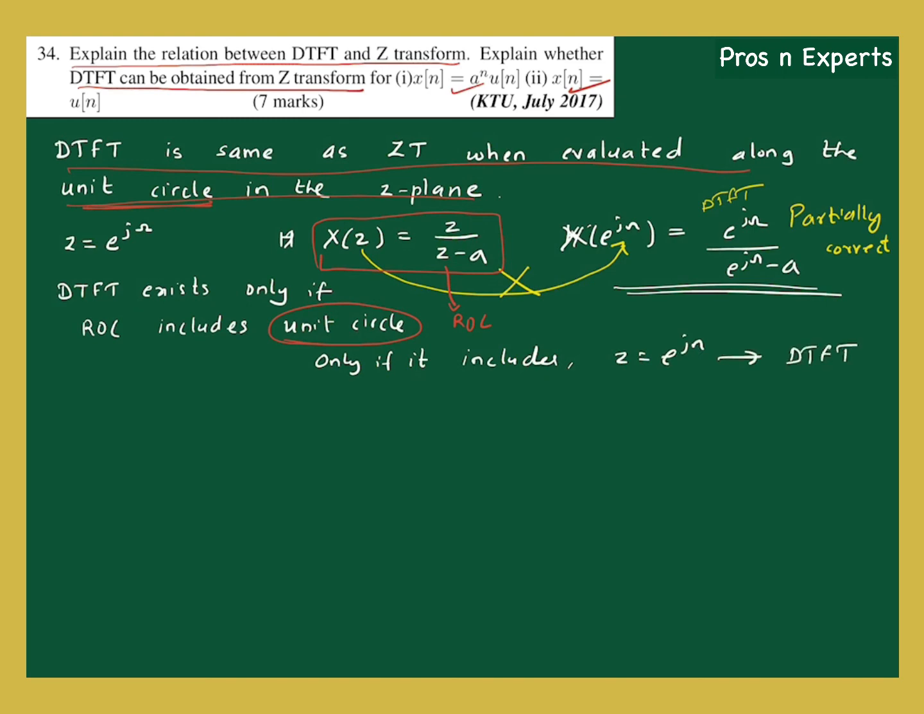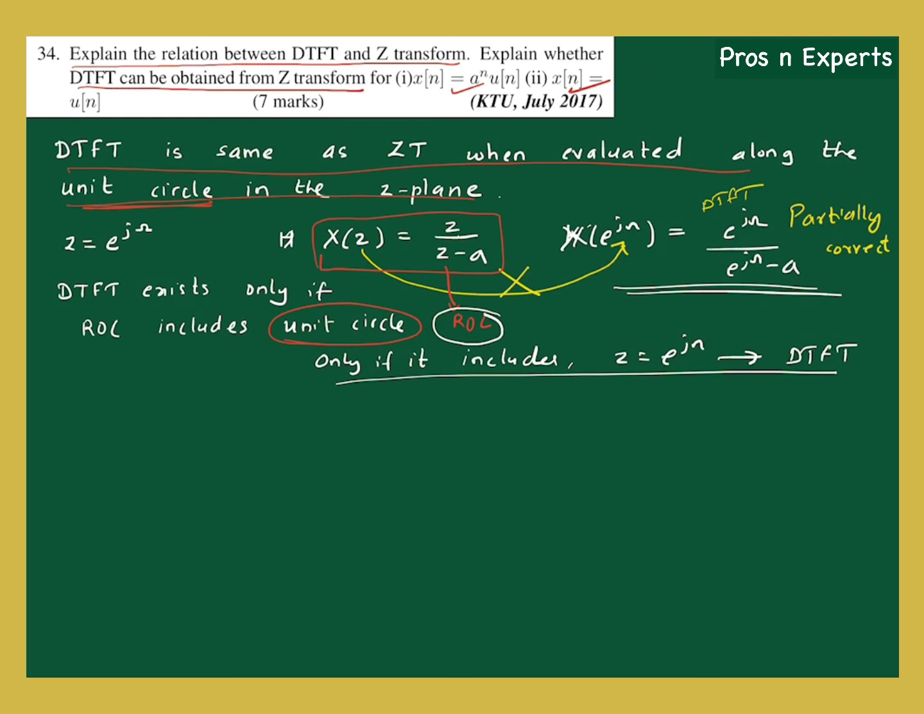Okay, so that's the important result here. You cannot simply blindly put z equal to e raised to j omega, but you have to test whether the ROC of the Z transform includes the unit circle. If it includes it, you can simply put z equal to e raised to j omega and obtain the DTFT. If the ROC does not include the unit circle, you can put z equal to e raised to j omega, but whatever you get as DTFT will never exist. So that is wrong.